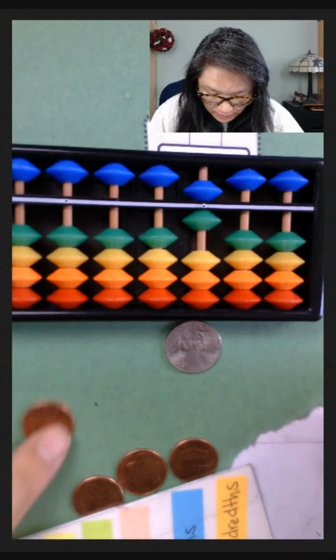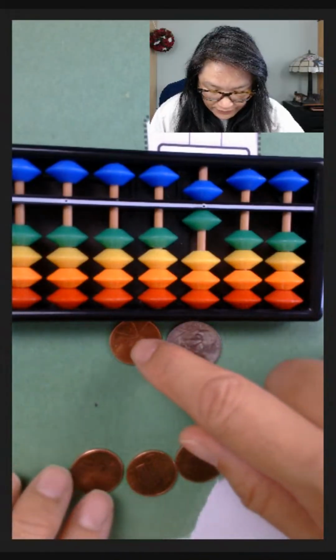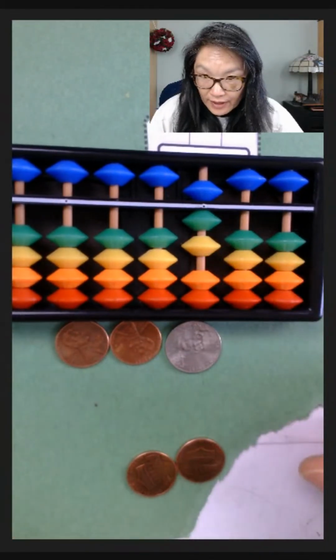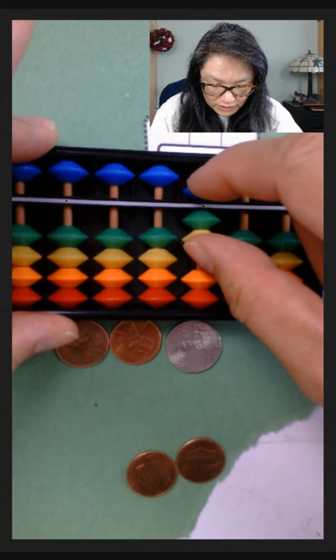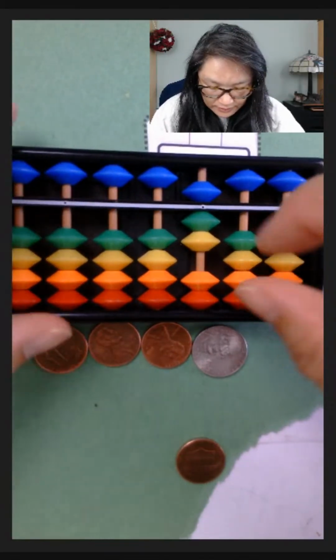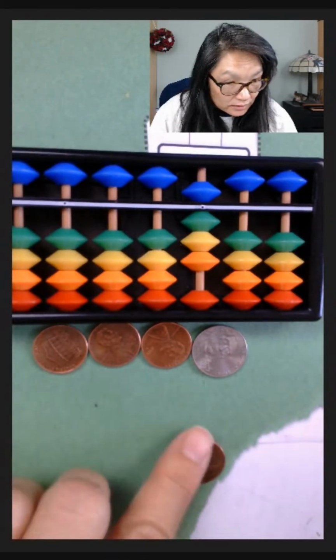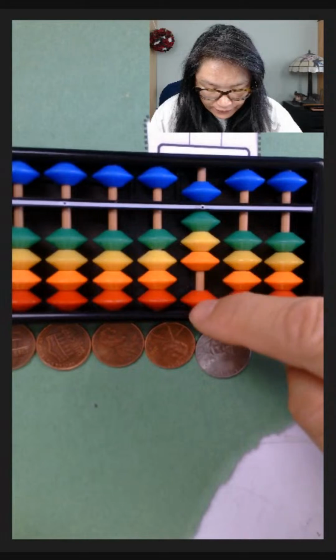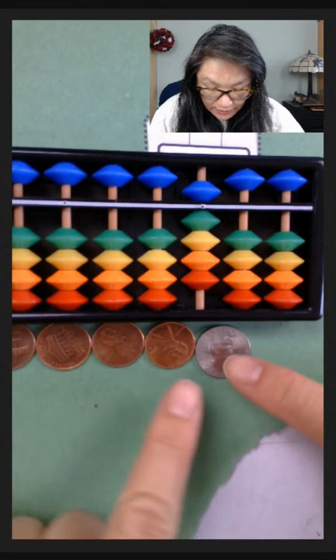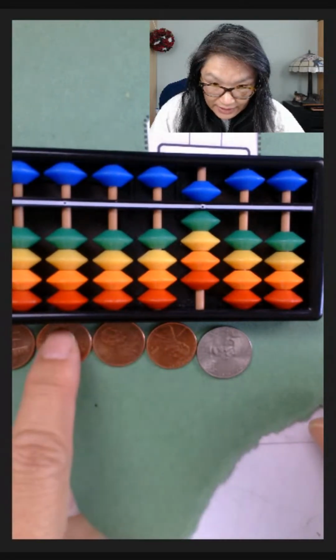Then we have 6. That's what 6 looks like, right? 5, 6, 7. They're all together like that. 8, 5, 6, 7, 8. And then 9. 5, 6, 7, 8, 9.